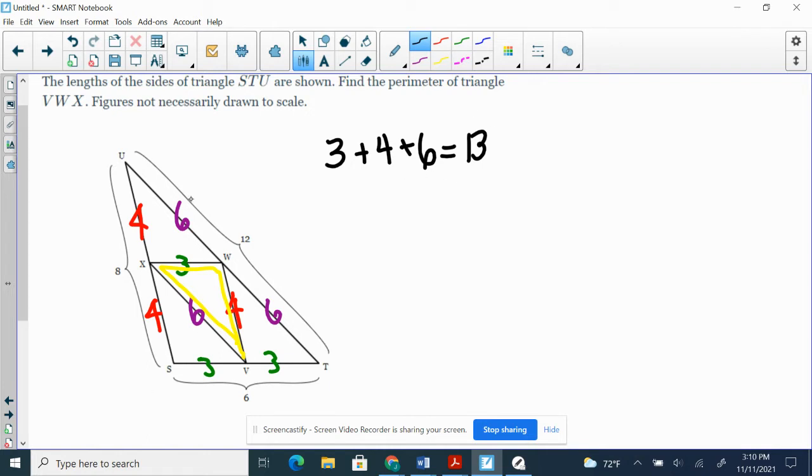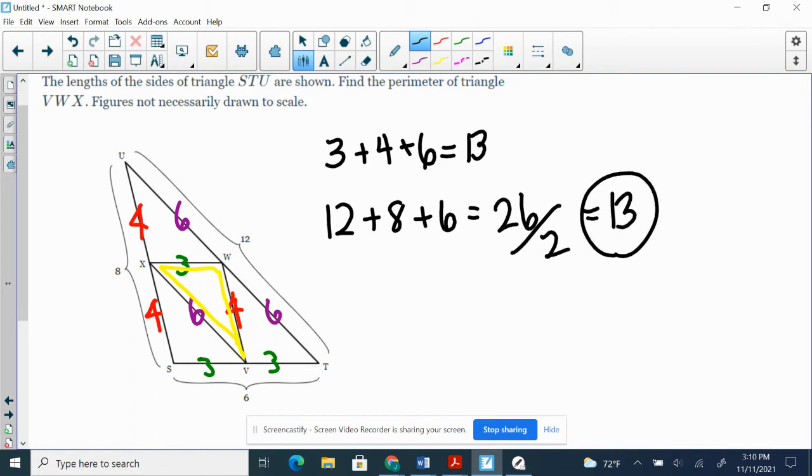that means that I know that the big triangle should be 26 if we have our half rules. So 12 plus 8 plus 6 does indeed give us 26. The scale factor is by 1/2 or divide by 2. So you could also get your 13 that way. Whichever way sticks in your brain works the best.